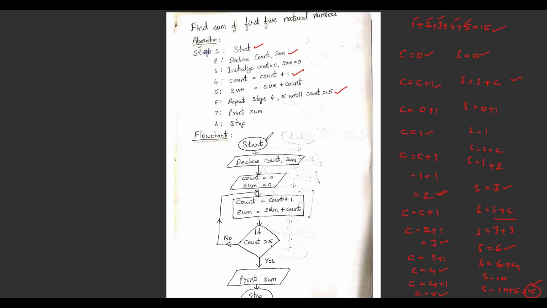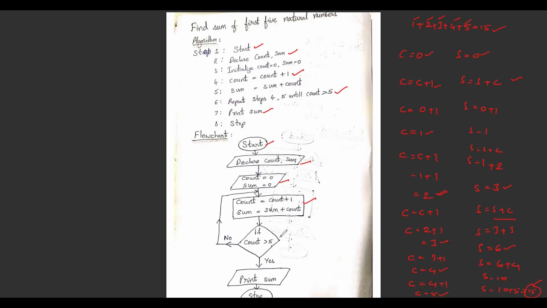So just take here. After that, you're going to print this value. Start, declare two variables in a parallelogram. Sorry, it's not a trapezium, it's a parallelogram. You initialize them here. And here again, in the rectangle, count equals count plus 1, sum equals sum plus count, followed by checking the condition.